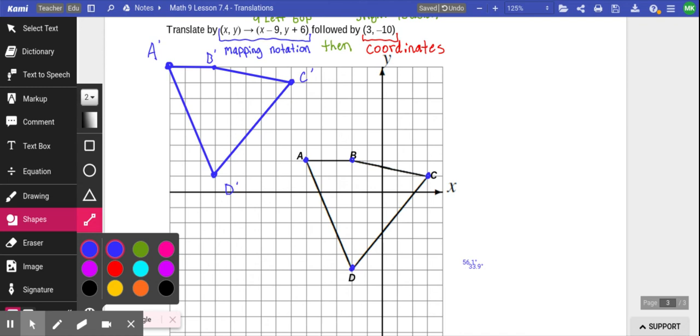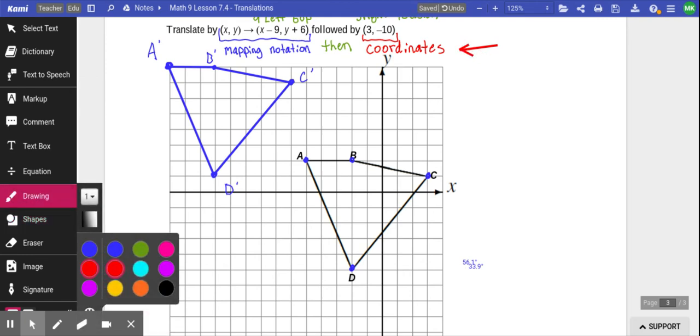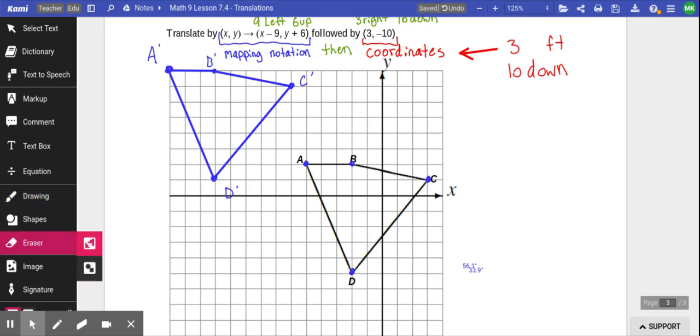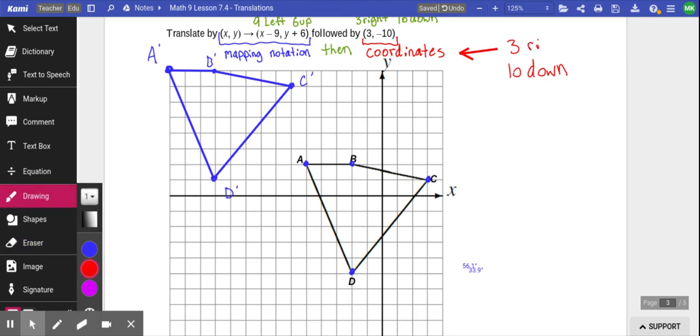Now I'm going to do the second translation. So these are my coordinates right here. If I was to read that, that means I'm going to take my coordinates and go 3 left and 10 down, which I've already told you. So I'm going to do that. I said 3 left, but I read the negative on the wrong one. We're going to go 3 right and then 10 down.